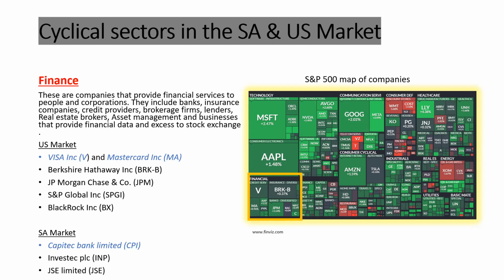These are companies that provide financial services to people and corporations. They include banks, insurance companies, credit providers, brokerage firms, lenders, real estate brokers, asset management, and businesses that provide financial data and access to the stock exchange. In the US market, we have Visa, MasterCard, Berkshire Hathaway, JP Morgan Chase, S&P Global, and BlackRock. In South Africa, we have Capitec Bank Limited, Investec, and JSE Limited. In the S&P 500 map of companies, they are located in this corner over here.